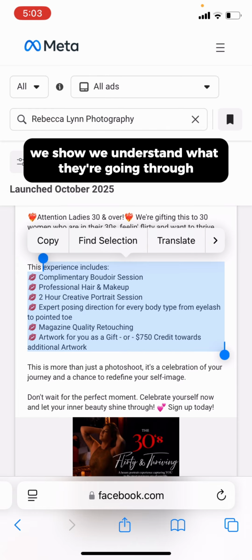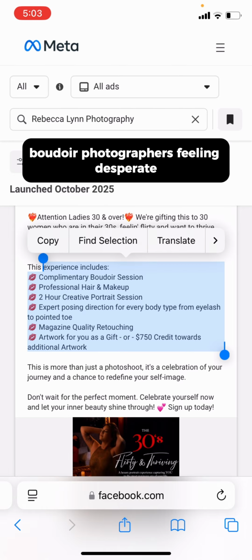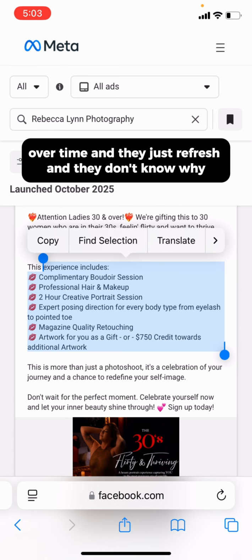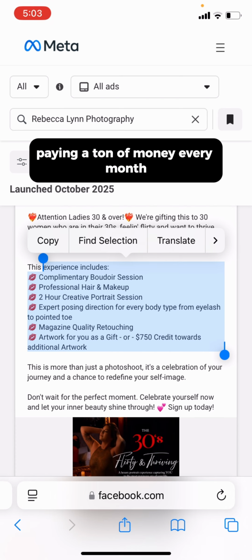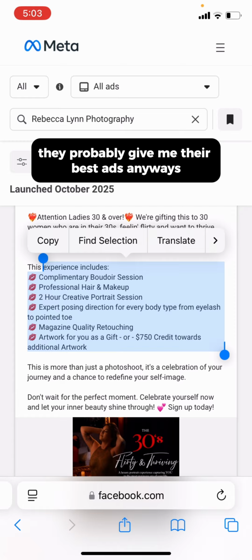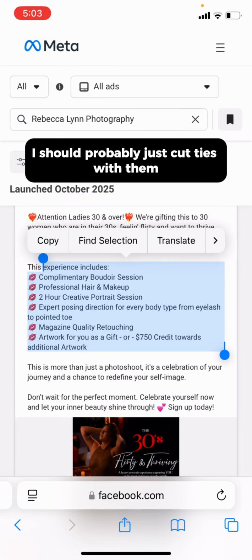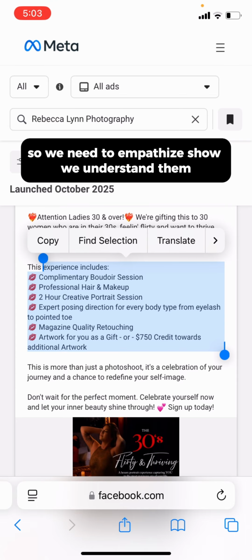So we empathize, we show we understand what they're going through. Like I did at the beginning, talking about boudoir photographers feeling desperate when their ads just keep doing worse and worse over time and they just refresh and they don't know why, but it seems normal. Or frustrated at their ad agency, paying a ton of money every month to get lower and lower results. Why do I need them? They probably give me their best ads anyways. I should probably just cut ties with them because they're just giving me the same ad spend, worse and worse results over time. So we need to empathize, show we understand them.